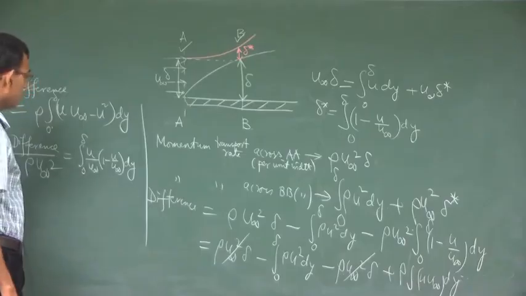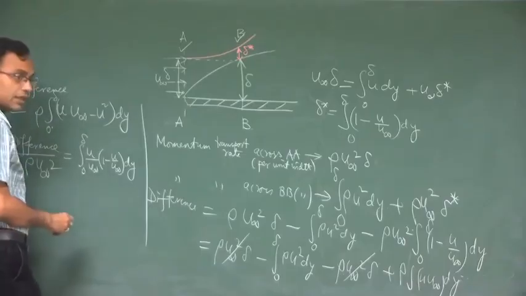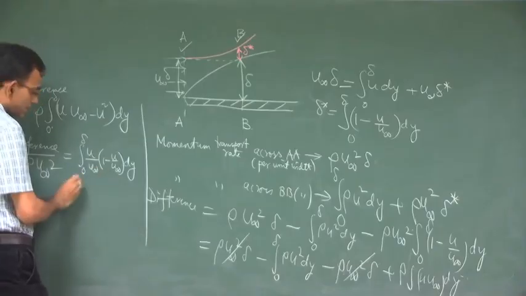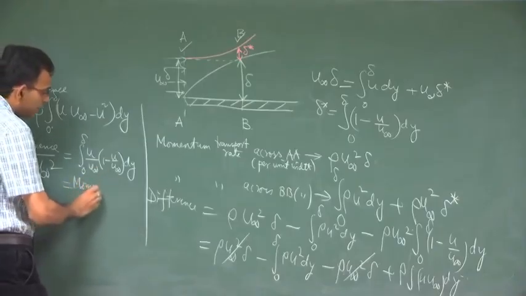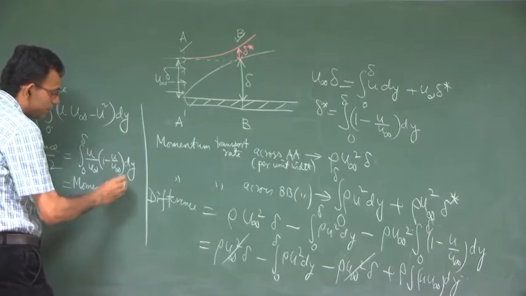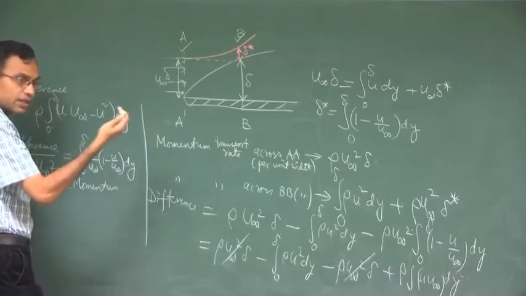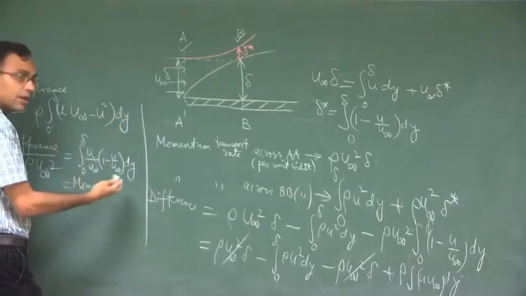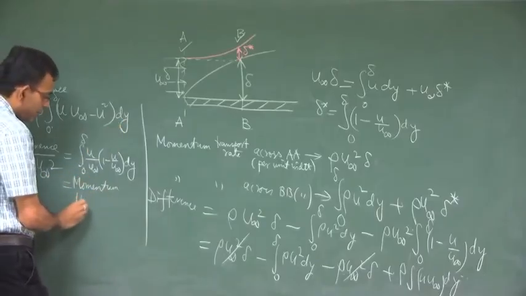Okay. This is called as momentum thickness, just a name given to it. Physically it represents the deficit of momentum across the two sections over which flow rate is conserved, but momentum is not conserved. Momentum thickness.